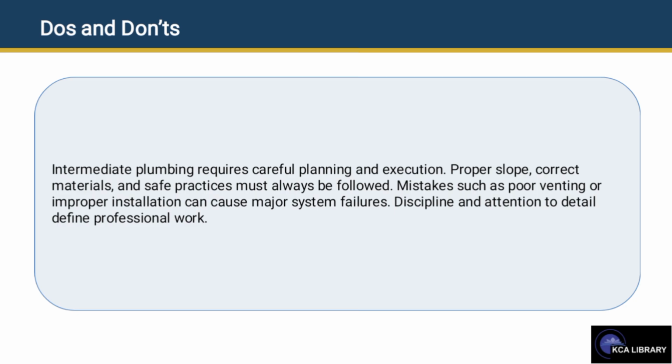So some of the do's here include proper slope, making sure that your pipe is placed correctly. Correct materials. Do not buy fake materials. Then safe practices such as wearing gloves is very important. Now the don'ts include poor venting. Just choke everything together. There's no air, there's no ventilation, nothing, or improper installation. These are the don'ts. Then discipline and attention to details is a do. Make sure you are disciplined. If you're using one, use one. If you're using two, use two. Then attention to detail is also very important.